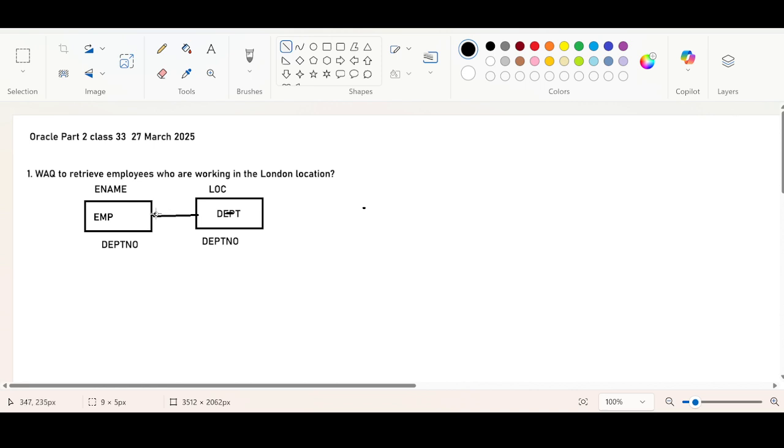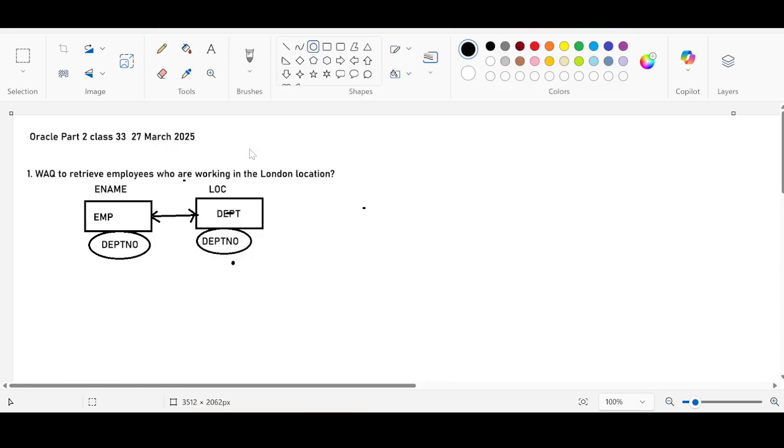Firstly, we will understand how we can join these two tables. We have to consider the common columns in these two tables. What are the common columns? Department number is the common column. By using this common column, we can join these two tables. Let me open SQL*Plus so that you understand.